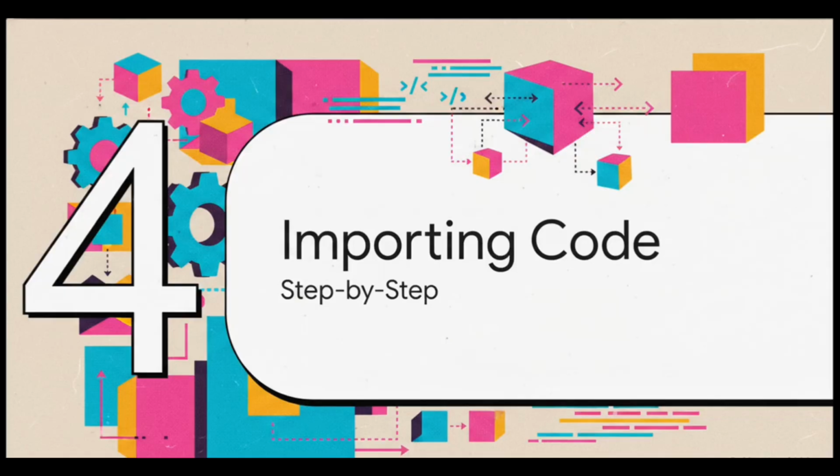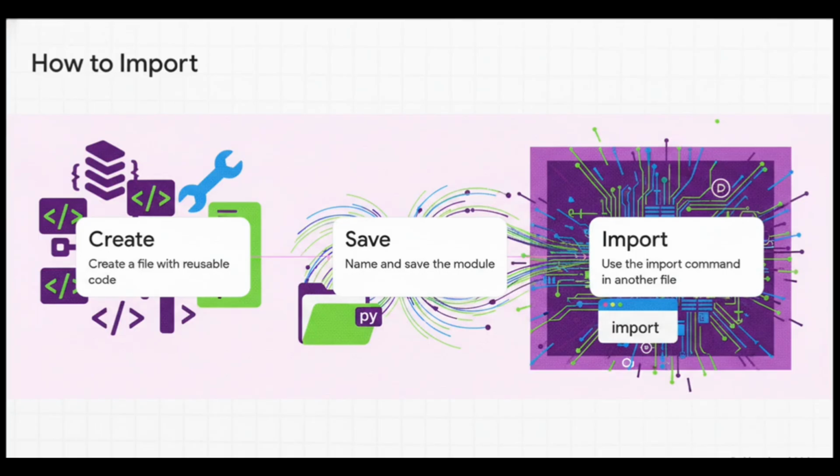All right, Section 4, a step-by-step look at importing code. The actual process of doing this is beautifully simple. Step 1 is simply to create the module file where your original useful code lives. Step 2 is naming and saving it, maybe as a Python file on your computer. And step 3, this is the magic moment, is where you use the import command in your new project. You literally just type import followed by the file name, and instantly all that functionality is injected into your current work. It makes it incredibly simple to write the code once, save it, and just pull it into any other file whenever you might need it.